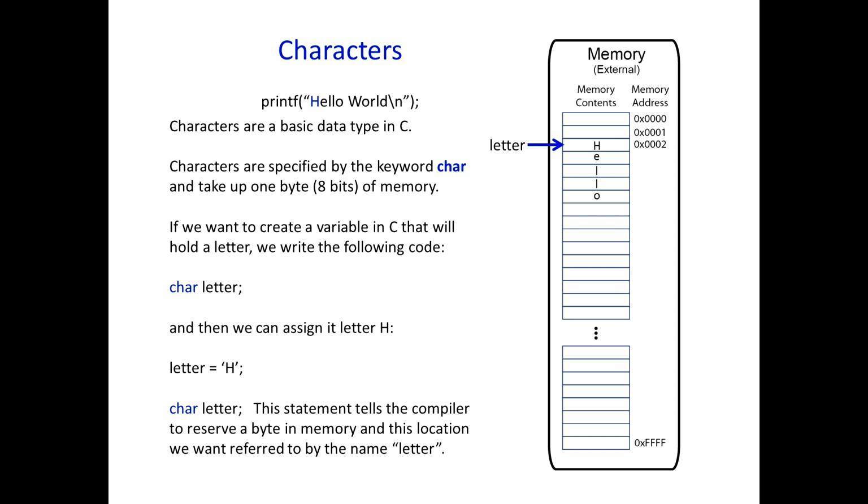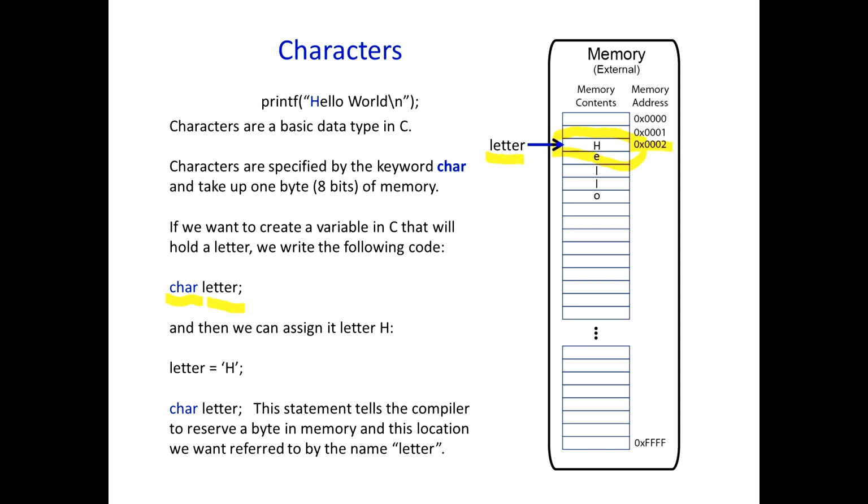Okay, so looking at characters first, characters are a basic type in C. They take up 1 byte in memory, or 8 bits. And to reserve memory, we use the keyword char, and then we give a variable name. So what this does is tell the compiler to reserve a byte in memory. And so for argument's sake, we will say it's located at memory location 2, and we will give the variable name and call it letter.